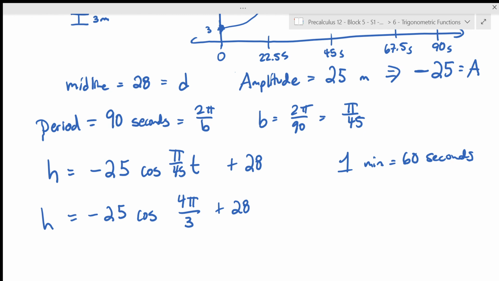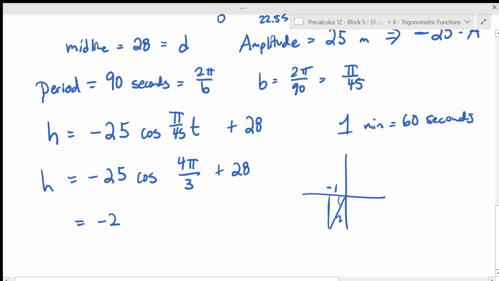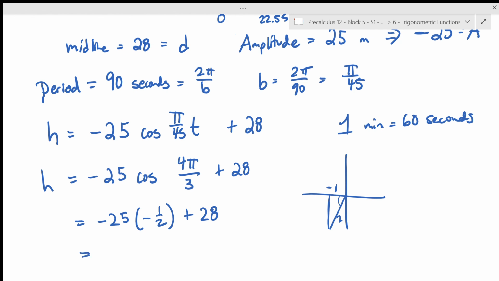So cosine of 4 pi over 3, we can even solve this without using a calculator. It's pretty exciting. Cosine of 4 pi over 3 is one of our special angles. So 4 pi over 3, what quadrant is it in? It's in quadrant 3, and it's got a reference angle of pi over 3. So here, this is a 1, it's a negative 1, and this is 2. So cosine of 4 pi over 3 is negative 1/2. So this is equal to negative 25 times negative 1/2 plus 28. So half of 25 is 12.5, so this is going to be 28 plus 12.5, which is going to equal 40.5 meters above the ground.